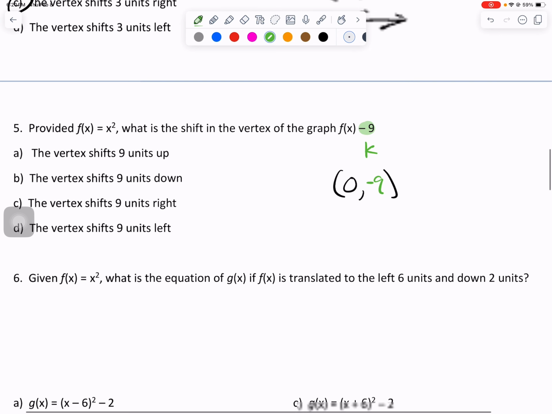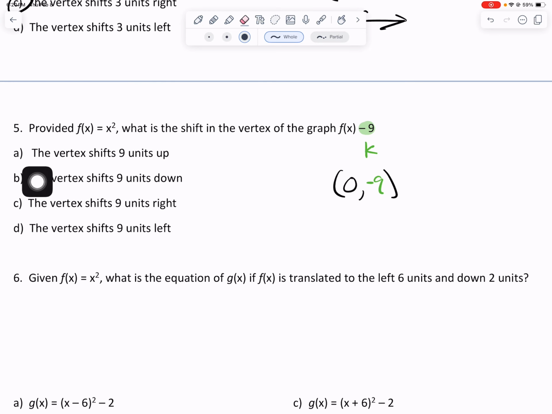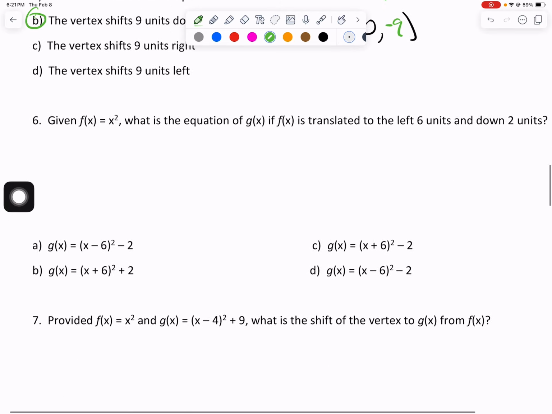So what is that exactly telling us to do? Are we shifting 9 units up? No, because when we go up, we go into the positive. And is it telling us to shift 9 units down? That's exactly what it's telling us to do. Go ahead and circle B as your best answer choice. Okay, so as you can see, our k value falls right here on the y-axis, where our h value is horizontal and falls on the x when we are shifting.